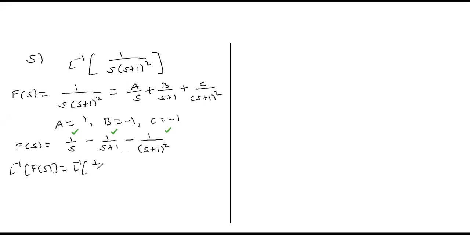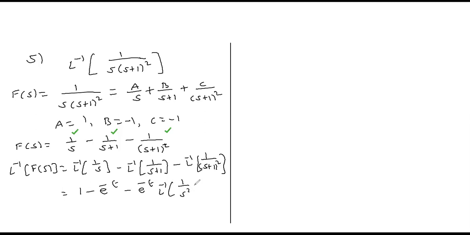So L inverse of 1 by s minus L inverse of 1 by s plus 1 minus L inverse of 1 by (s plus 1) whole square. So L inverse of 1 by s is 1. L inverse of 1 by s plus 1 is e power minus t. And the third term is a function of s plus a, right? So if I use the first shifting property, this is going to be e power minus t L inverse of 1 by s. Replace s plus a with s.